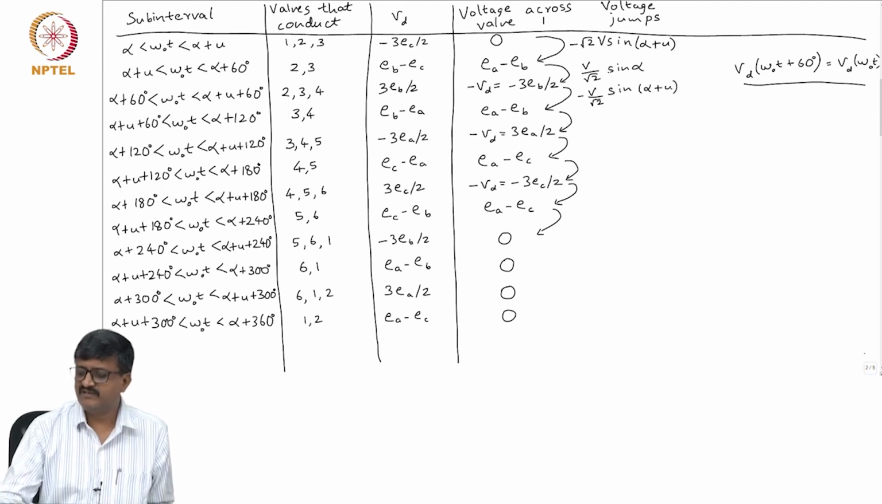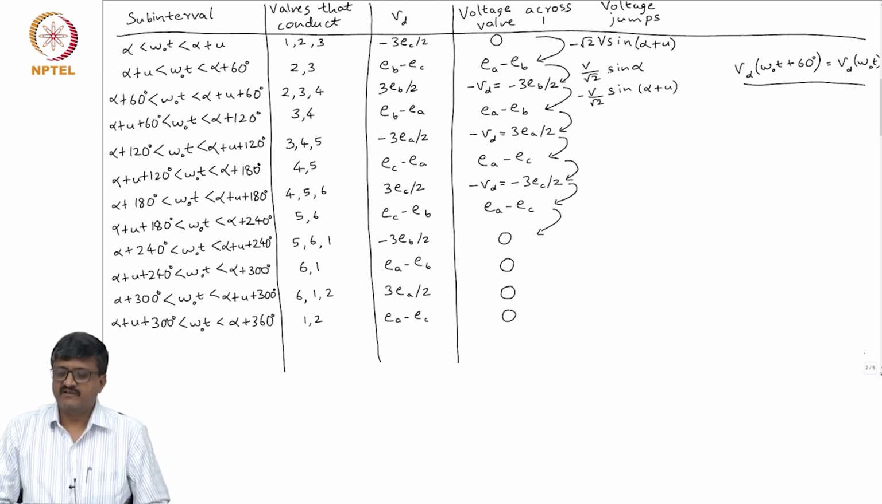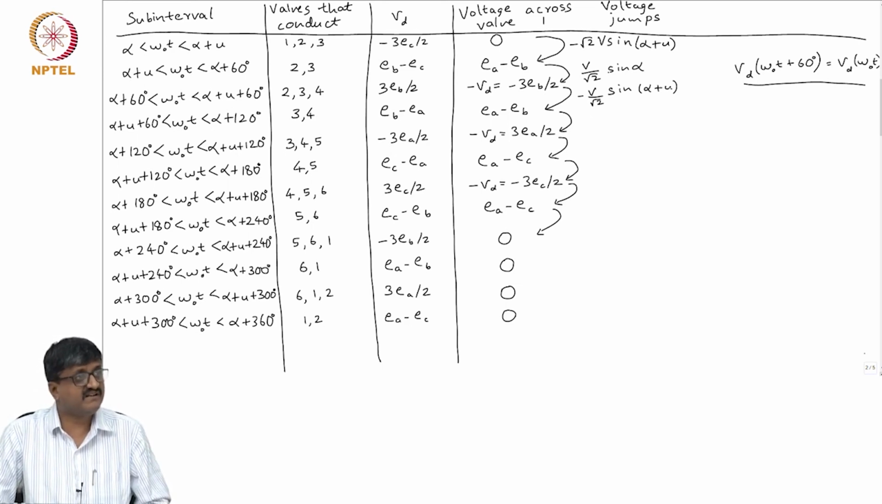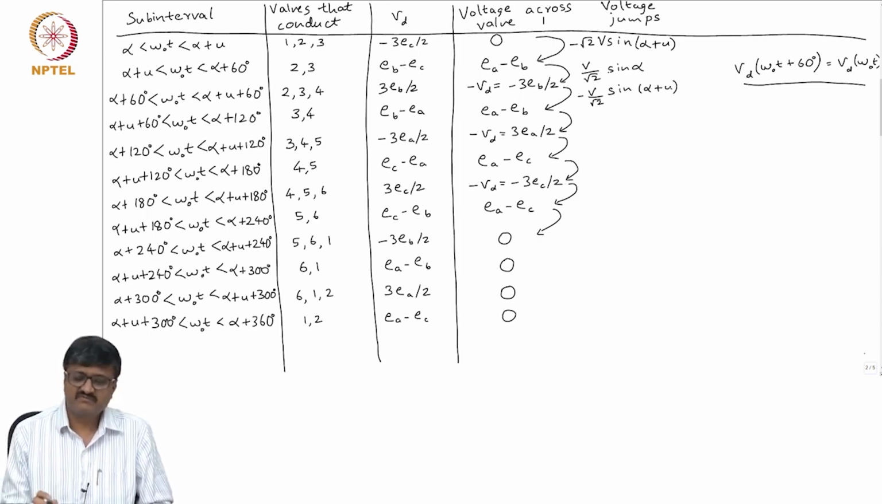Now, please note the jumps, we cannot say whether the jumps are positive or negative looking at this expression, it depends on alpha and u. Okay. The only restriction we have put on u is it is less than 60 degrees, that is all. We have not put any restriction on alpha, and of course, V is RMS value, so it has to be positive.